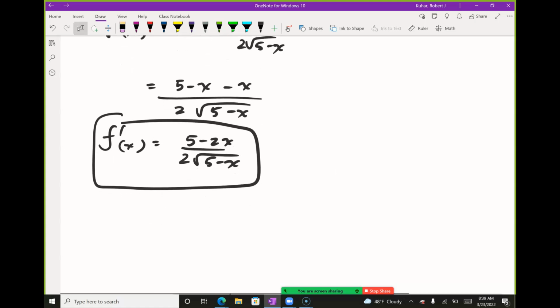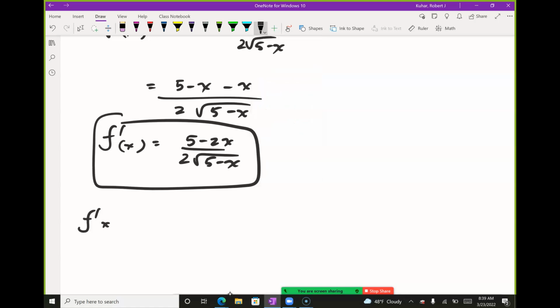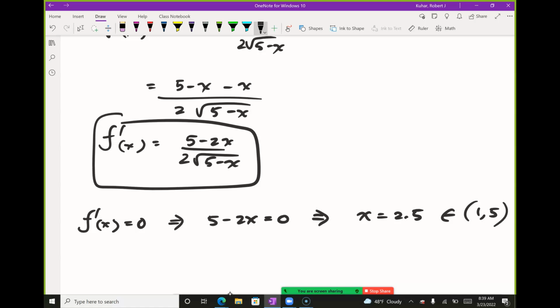So, I want to find my critical values, right? That's my next thing on my list. I want to set the numerator. So, f prime of x equals 0 implies the numerator is 0, right? So that means what? X is 2.5. And notice that belongs in my open interval, so that's good. 2.5 is between 1 and 5, right?